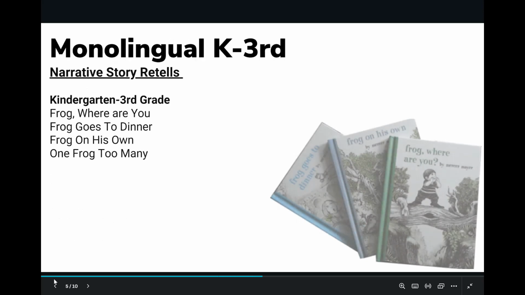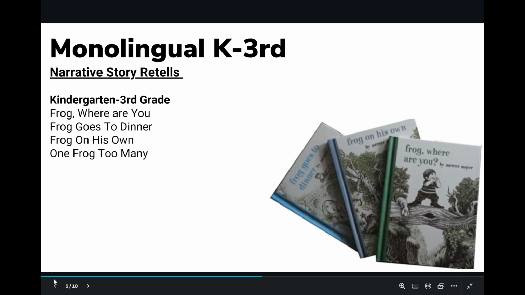There's also a monolingual database. These were collected from children in Guadalajara, Mexico, who are very monolingual Spanish at home and at school. So this might be something, if you have a newcomer who's only speaking Spanish, this would be a great comparison database for a student with that type of educational profile. So for kindergarten through 3rd grade, there's Frog, Where Are You? Frog Goes to Dinner, and Frog on His Own, and One Frog Too Many. So there's some options there, an additional database.